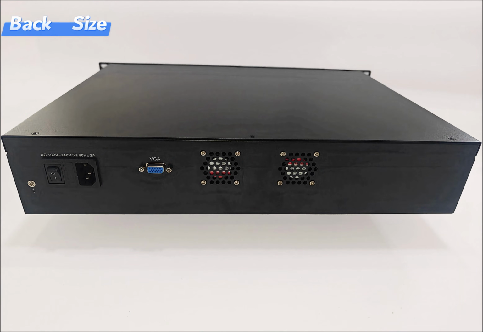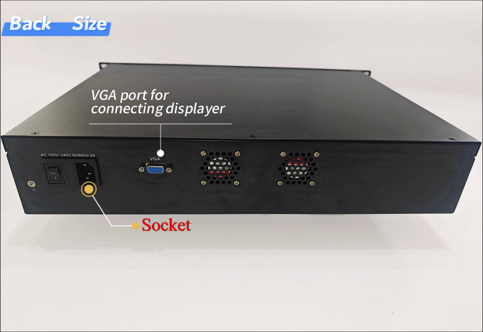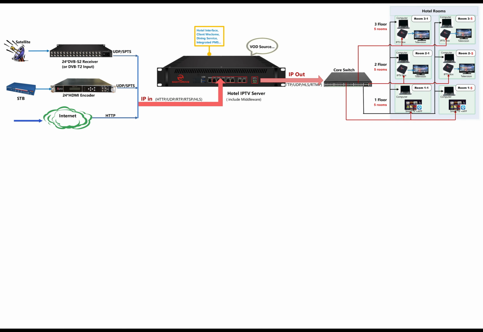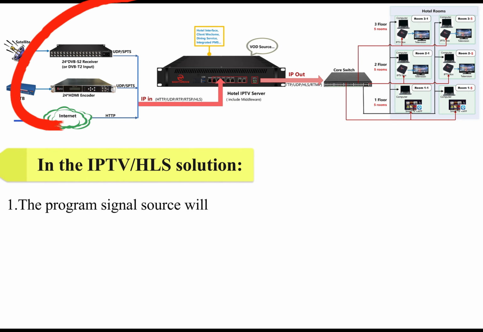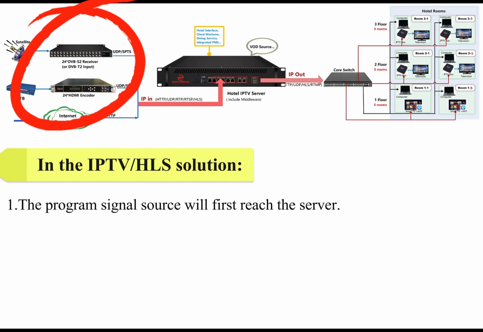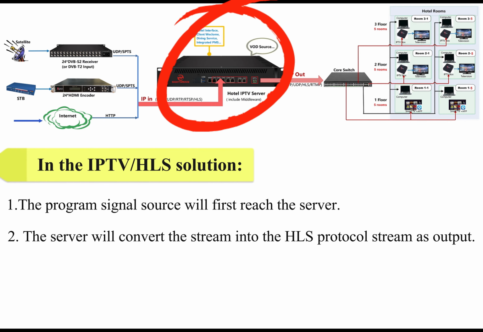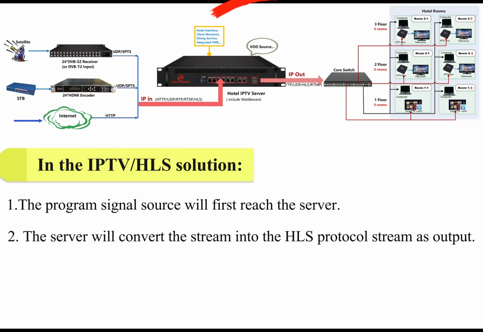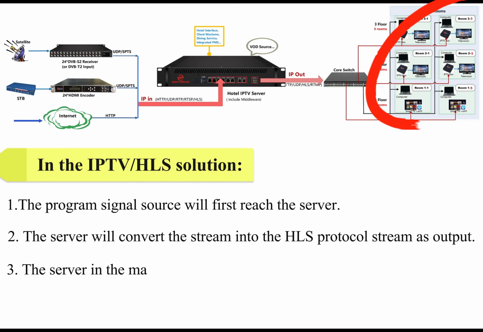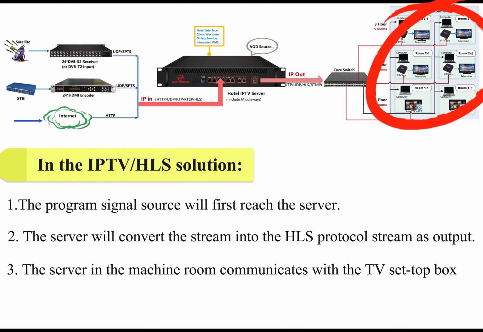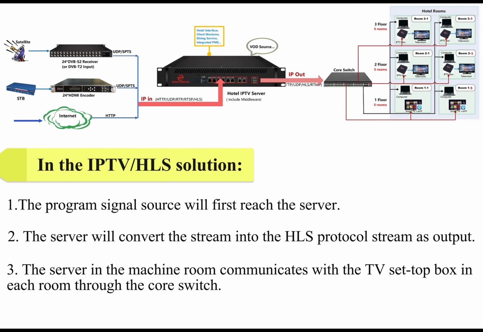Back side. Socket. VGA port for connecting displays. In the IPTV HLS solution, 1. The program signal source will first reach the server. 2. The server will convert the stream into the HLS protocol stream as output. 3. The server in the machine room communicates with the TV set-top box in each room through the core switch.